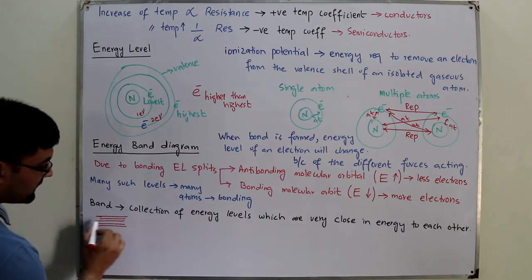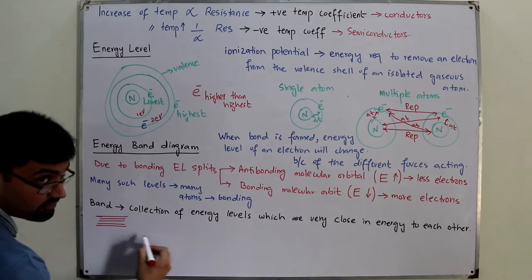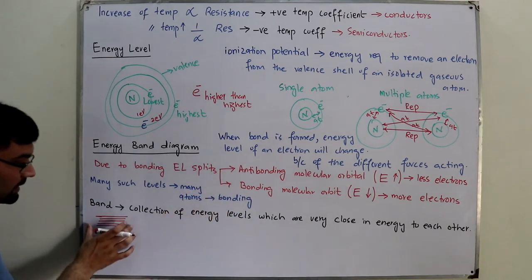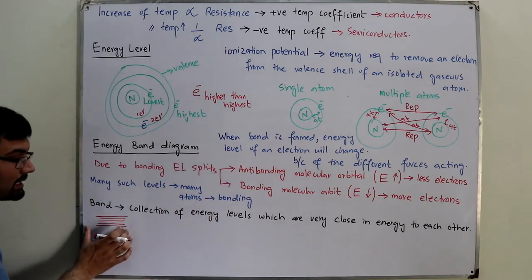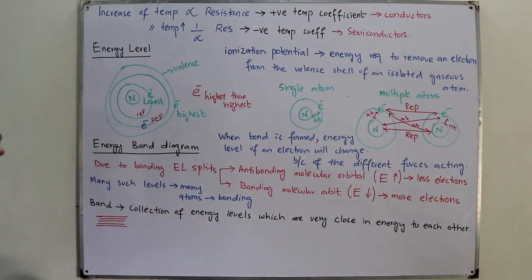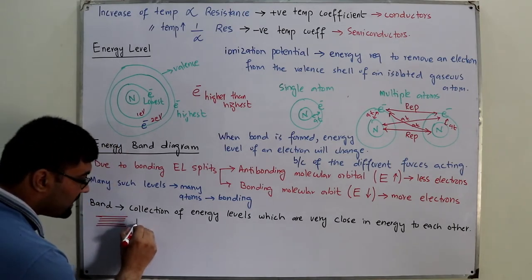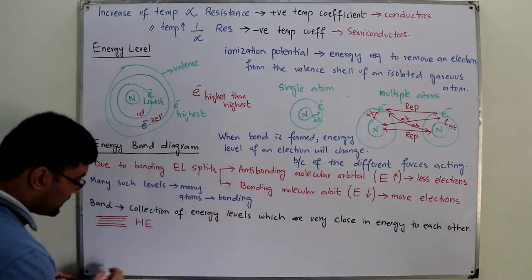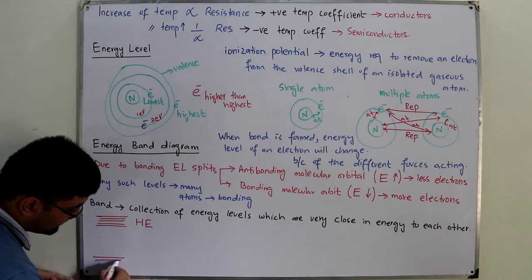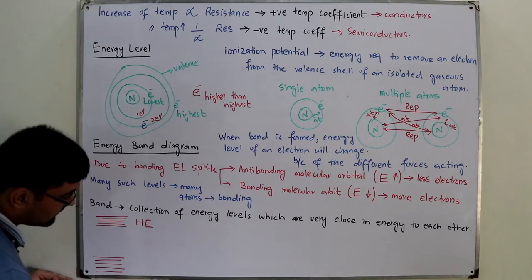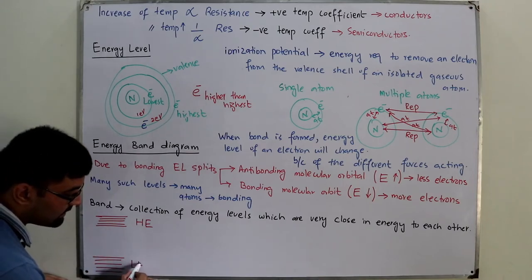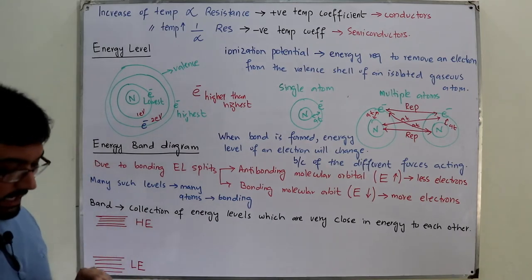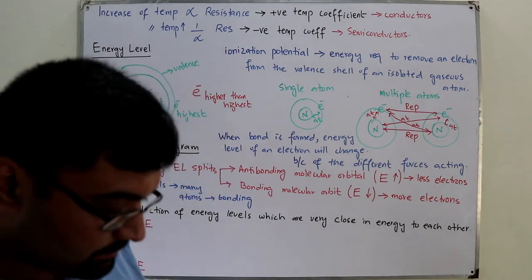One of one atom, the next of the second atom, the third of the third atom, the fourth of the fourth atom, the fifth of the fifth atom. So the antibonding molecular orbitals of many atoms are placed over here. This is called a band. This is now the higher energy band, right? Similarly, the bonding molecular orbitals of one atom, of the other atom, of the third, of the fourth, of the fifth, have a lower energy. So this is a higher energy band, this is a lower energy band. So you've got two bands.